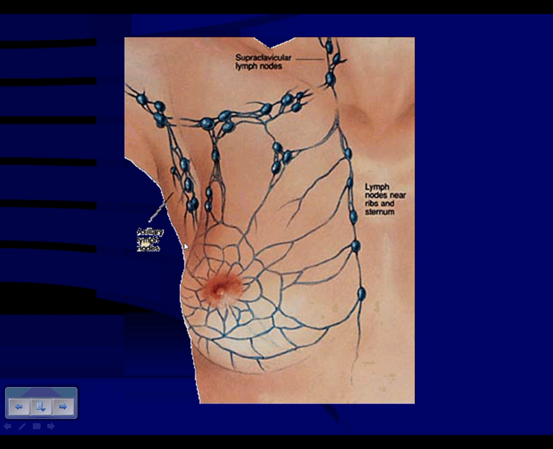Because usually, the first node that's going to be positive, most often it's going to be that sentinel node. And if it's negative, they have found that that represents the rest of the axillary tail, and they don't have to take out any more nodes, which is really a good thing for the female getting treatment for breast cancer, because if they have to do a complete axillary node dissection, what happens?